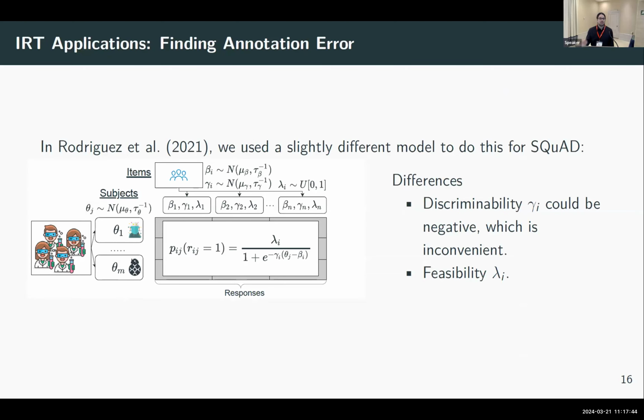So where we did this in a paper was doing this same process for SQuAD. Our model was slightly different, so I'll talk about the differences in this model. We introduced a feasibility parameter here to represent whether a given example was answerable at all. And we did this so it'd be easy to look at examples that have low feasibility or low discrimination. The other thing that we did was we allowed discriminability to be negative in this work because we knew there were examples in SQuAD that had the wrong answer and all models would do worse.